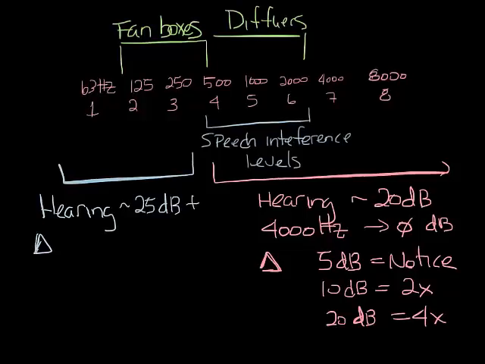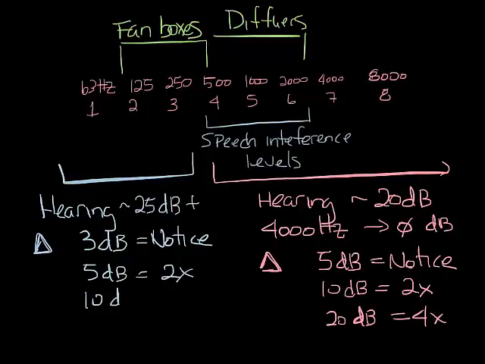In these frequencies, it takes about 3 dB to notice the difference between two sounds. A 5 dB increase would be twice as loud, and 10 dB would be 4 times as loud. So going back to our 50 dB example, in the 2nd band, 55 dB would be twice as loud as the 50, and 60 would be 4 times as loud. So I want to touch on wavelength for a minute here.